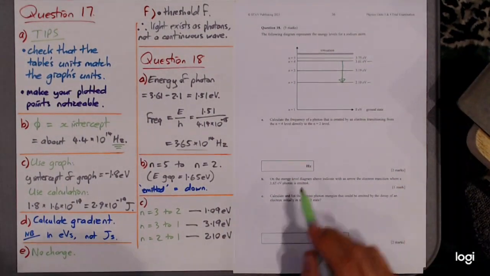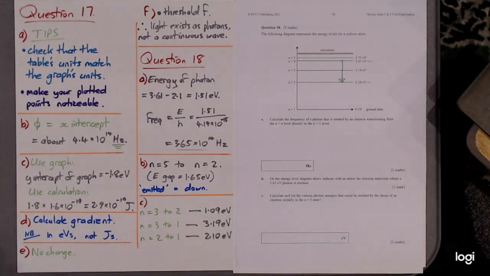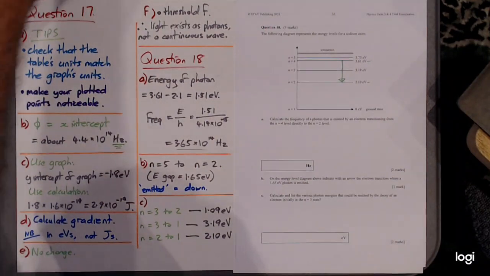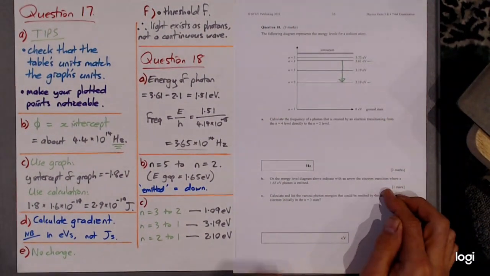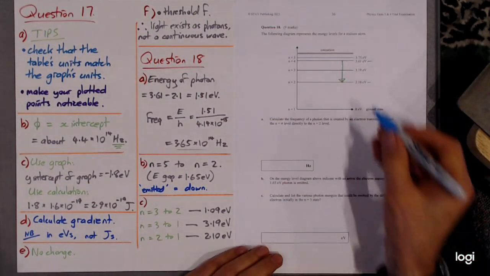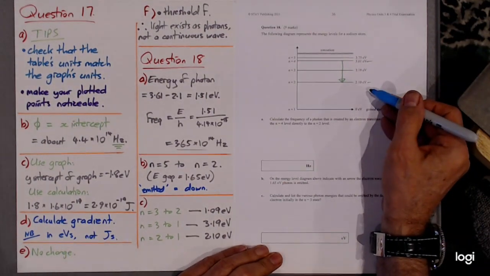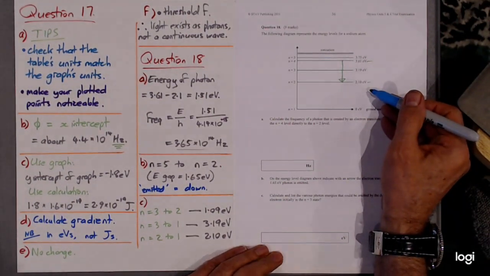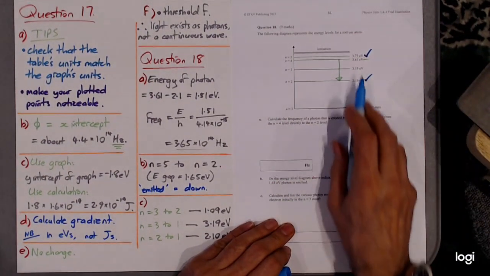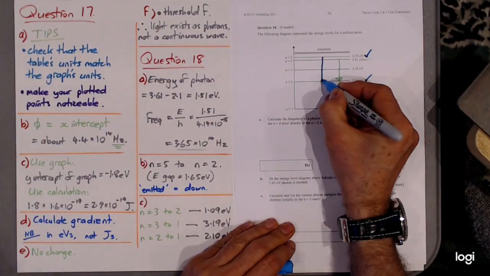Part B. On the energy level diagram above, indicate with an arrow the electron transition where a 1.65 electron volt photon has to be emitted. You just have to figure out which two of these numbers have got a 1.65 electron volt gap between them, and it seems to be that one to that one. 3.75 minus 1.65 is 2.1. So that is the answer.